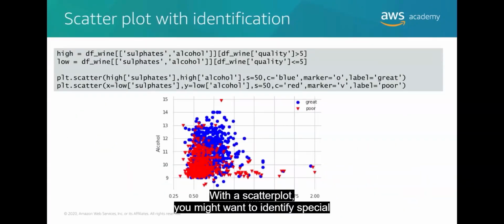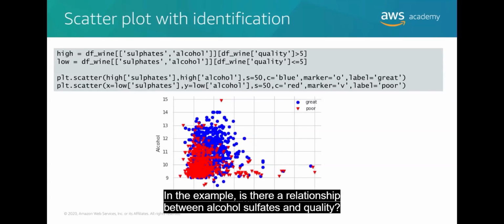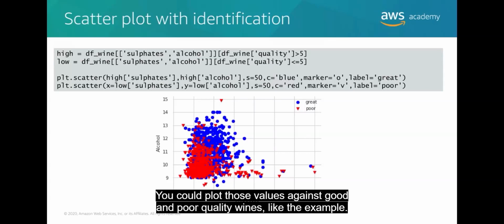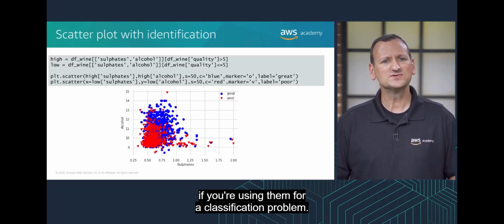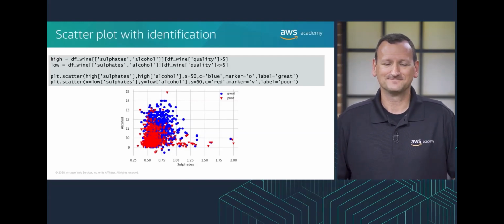With a scatter plot, you might want to identify special regions that a particular subset of data could fit into. In the example, is there a relationship between alcohol, sulfates, and quality? You could plot those values against good and poor quality wines like the example. Plotting gives you an idea of how useful particular variables can be if you're using them for a classification problem.